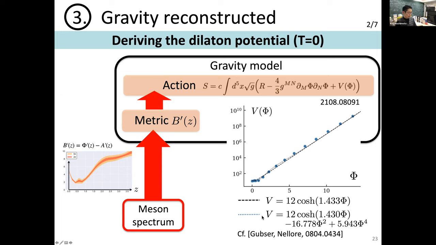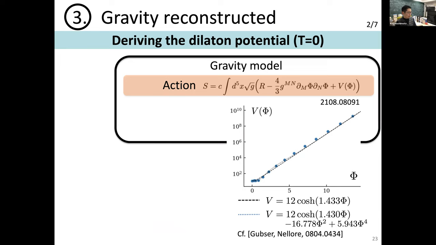And what is interesting is that if I look back at the old paper by Gürsoy and Nunez in 2008, they eventually considered this kind of dilaton potential. I don't know the reason. So they eventually considered this one. And our machine learning procedure rediscovered this potential. So it's a nice coincidence. So I use this dilaton potential.